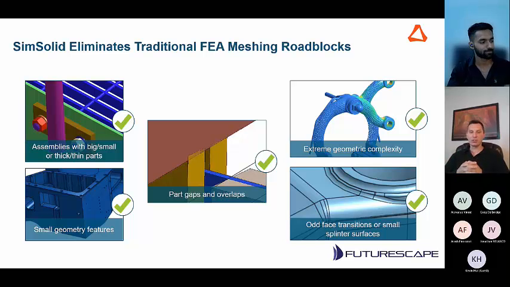There might be situations for some people, maybe biomedical or 3D printing or other types of realms, where you're dealing with very, very fine detailed geometry. Again, SimSolid can go in and basically deal with that type of complexity. And the last, here at the bottom right, you'll see that there's also odd phase transitions or small splinter faces. Sometimes you'll have these very strange surface anomalies that can cause some really weird mesh transitions. Again, SimSolid can deal with that.